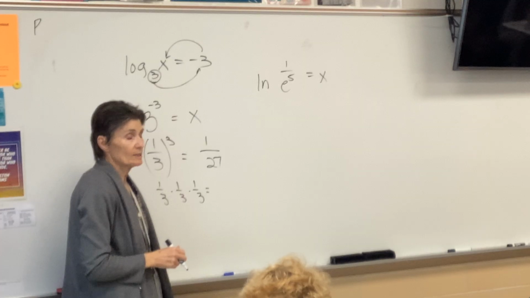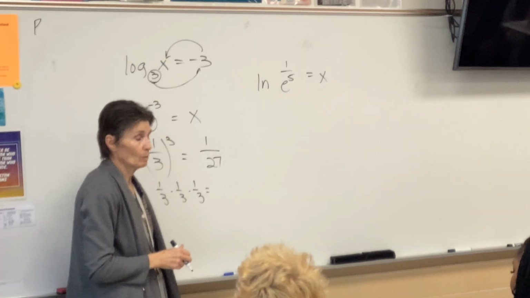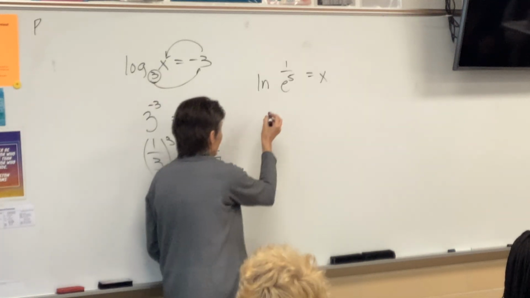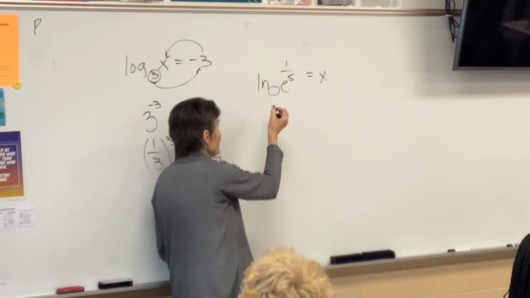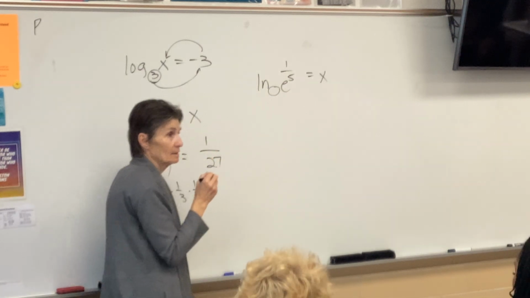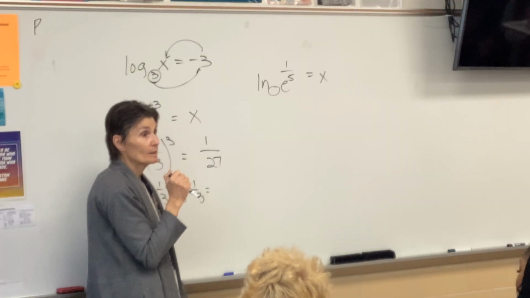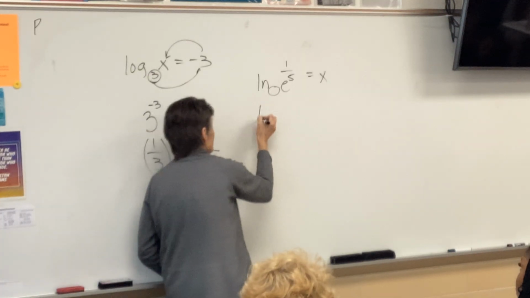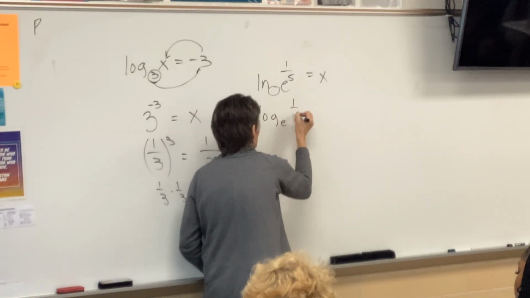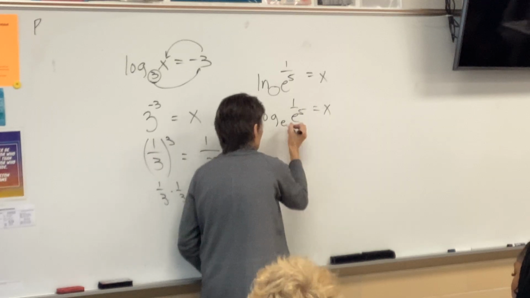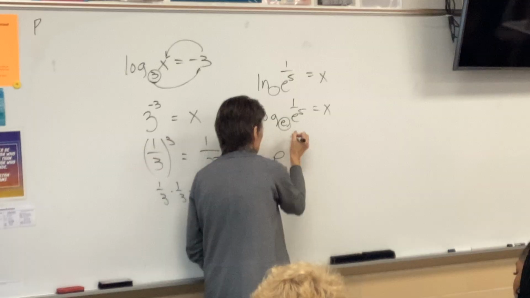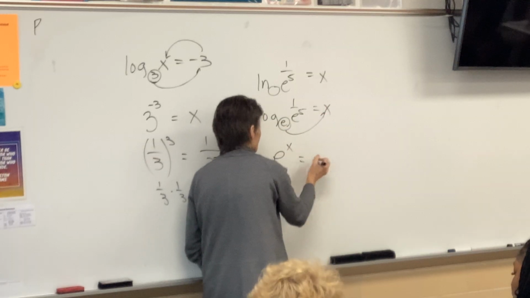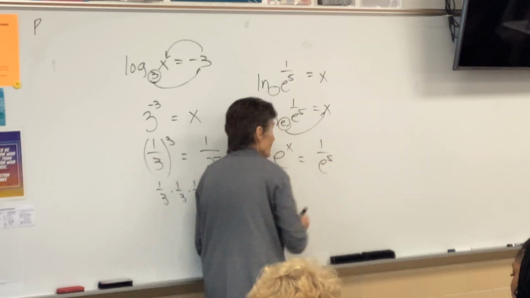I would do this one too, but you might be thinking, well, wait a minute, where do I start? Well, I'm supposed to start right here, right? What is the base? Well, it's log base e. So the base is e. So e to the x equals 1 over e to the 5th.